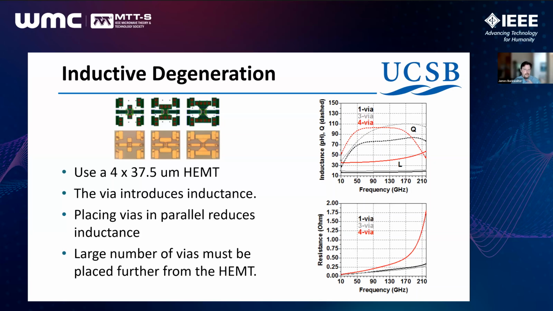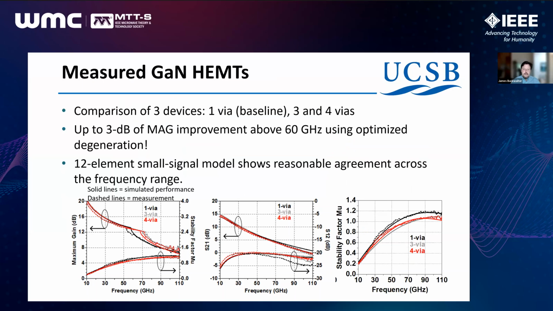So we looked specifically at 1, 3, and 4 via devices. And then we went and measured these GaN HEMTs from the standpoint of S parameters and load pull. And of course, as we might expect, if we can add a little bit more source inductance, we can push out the K equals 1. We can see a little more gain in certain frequency bands. In this case, from 60 to 70 gigahertz, you can see the 3 and the 4 via on the left hand plot are giving you a 4 dB more gain because you're shifting the curve to the right.